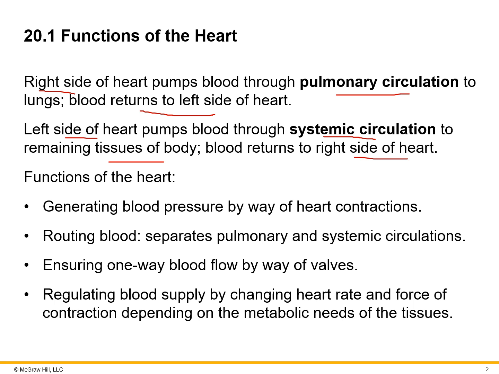So these functions include generating blood pressure by way of heart contractions, routing the blood, so separating the pulmonary and systemic circulations, ensuring a one-way blood flow using valves, and then also regulating blood supply by changing the heart rate and the force of contraction depending on what our metabolic needs are.